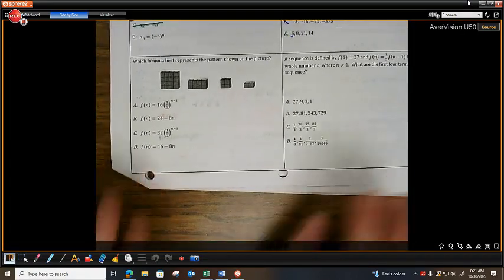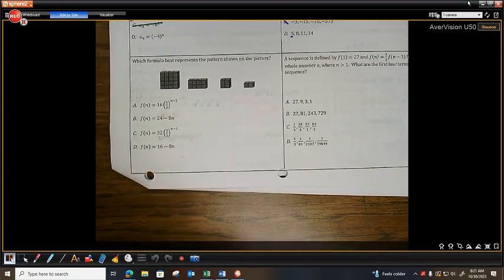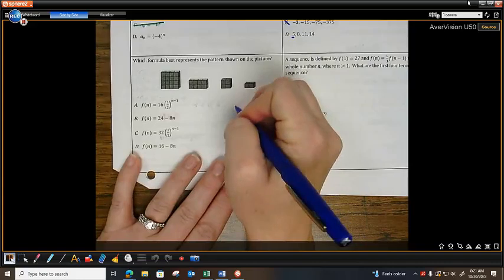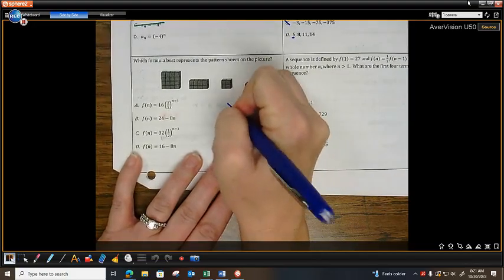They're never going to ask you, if they give you the first term, for the 100th term in recursive, okay? Which formula best represents the pattern shown on the picture? A good thing to do would be to make a table. I'm going to make an XY table.